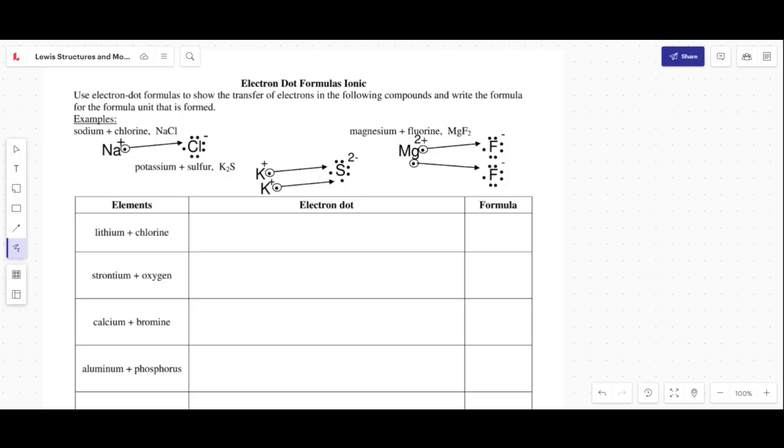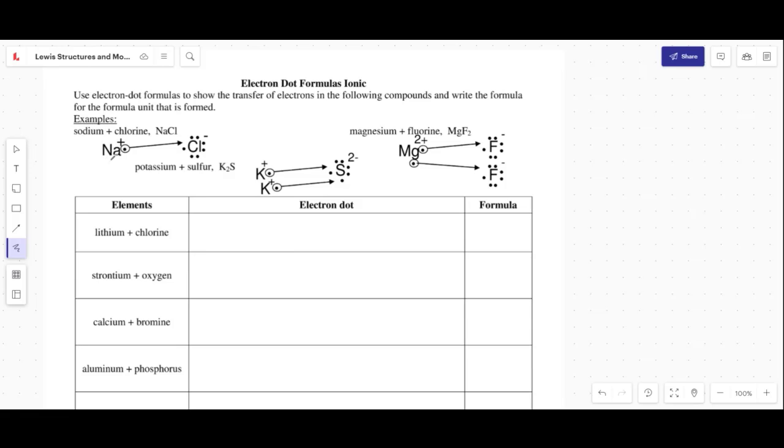Now, for ionic Lewis structures, it's kind of a different animal. It's a little bit simpler, and what we do is basically use the atomic Lewis structures, and we show how electrons are transferred to form the ionic compound. As you can see, there are several different examples here.